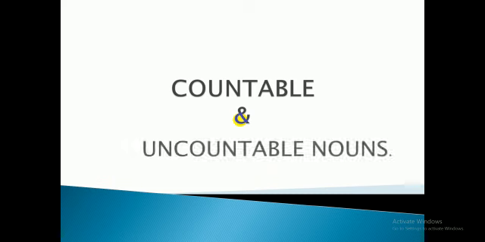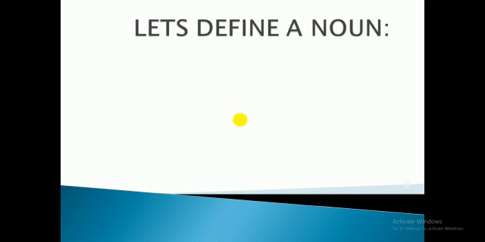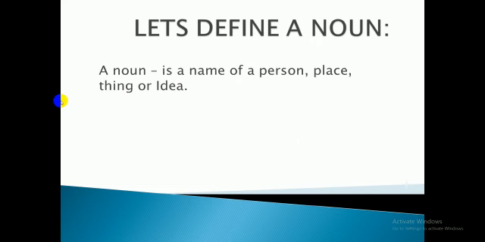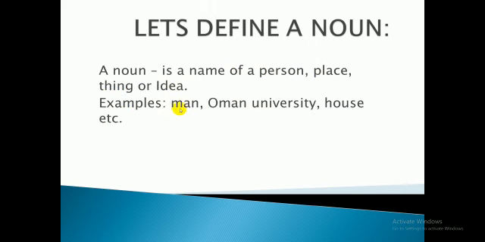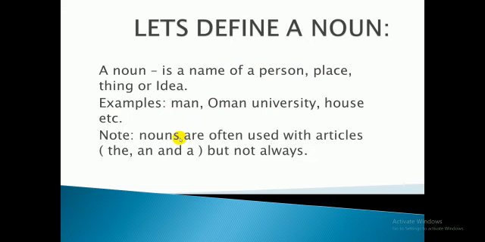Today we will mainly learn about countable and uncountable nouns. Real quick, let's define a noun. A noun is a name of a person, place, thing or idea. Examples: man, university, house, etc. Note: nouns are often used with the articles the, an, and a, but not always.